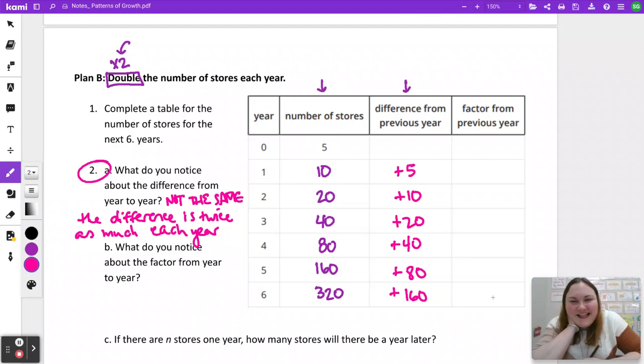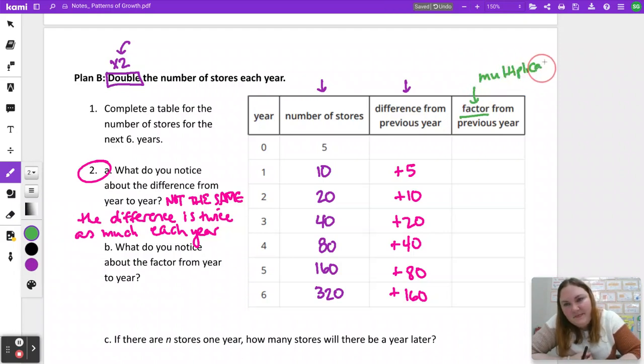Now, that gets me to this last column here in our table. This last column isn't asking for the difference, it's asking for the factor from the previous year. That word factor we talked about at the very end of last unit, but it might still be like a newer word for you. But factor means we're talking now about multiplication. I'm going to write that word multiplication here. So instead of finding the difference, instead of finding how many stores we added, if I'm looking at the factor, I'm asking myself, how much did we have to multiply by to get from one number to the next?